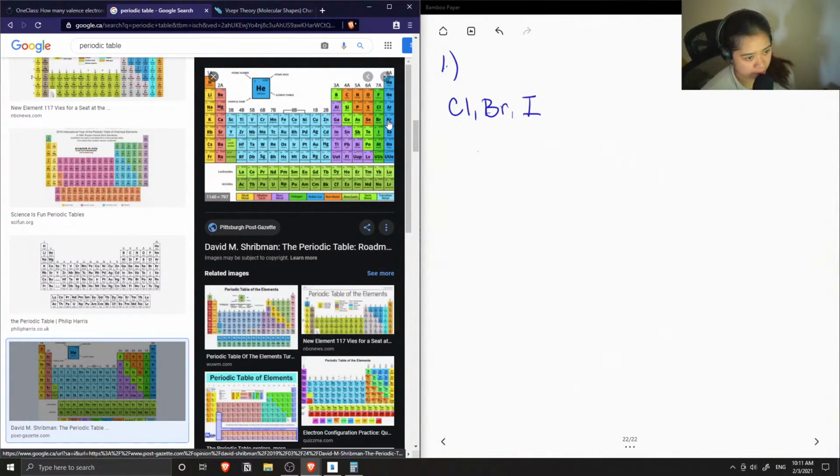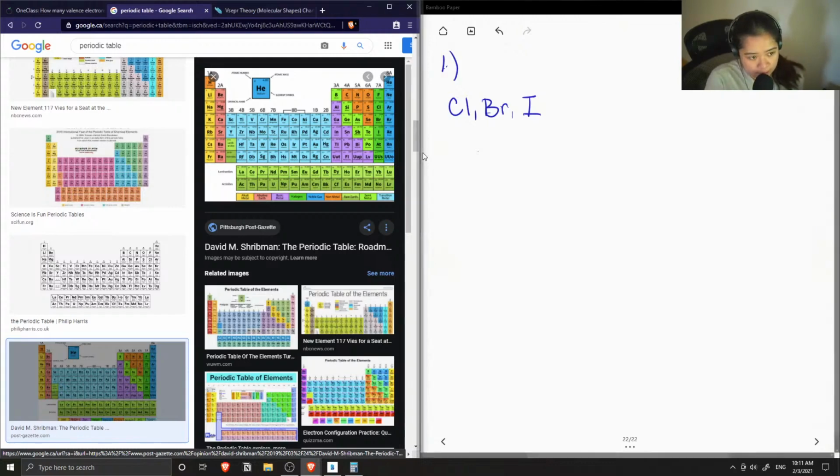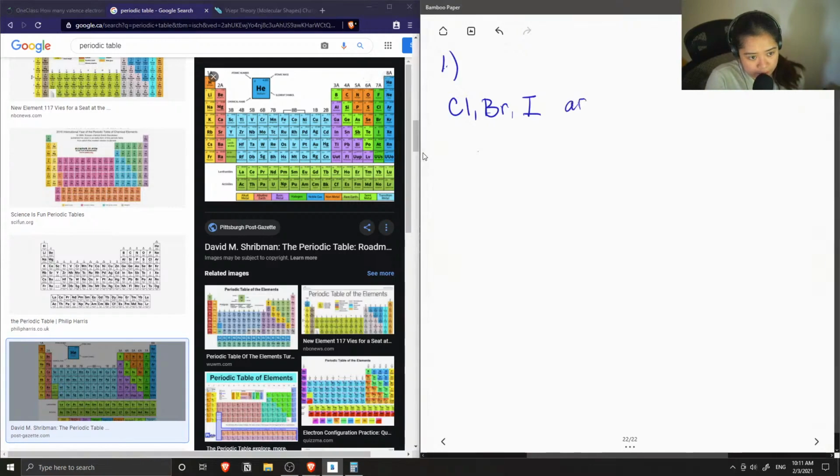Okay, so if we look at a periodic table, we'll see that all three of these elements, chlorine, bromine, and iodine, are in the same group. So they're all in group 7A. So all of the elements in group 7A have 7 valence electrons.